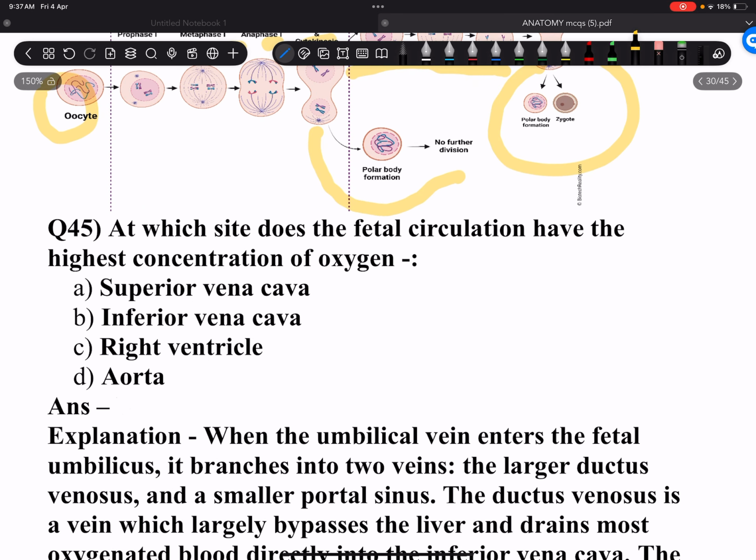Let's come to question 45, the last question. At which site does the fetal circulation have the highest concentration of oxygen? Which site would it be? Yeah, inferior vena cava.